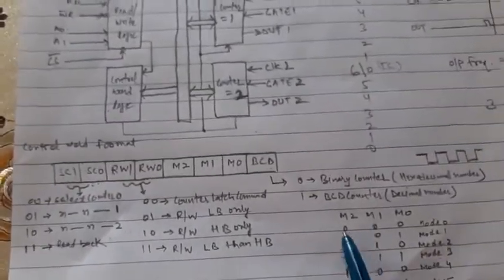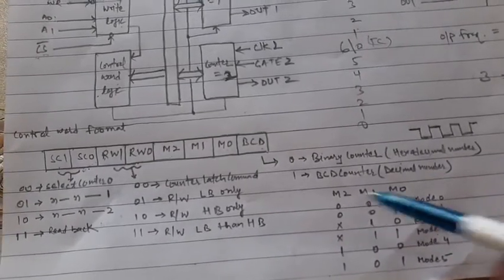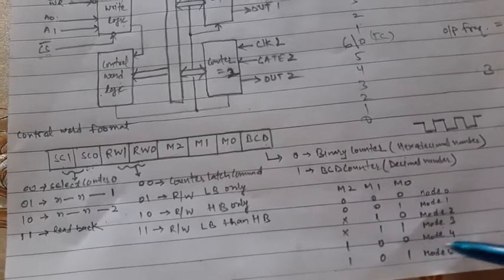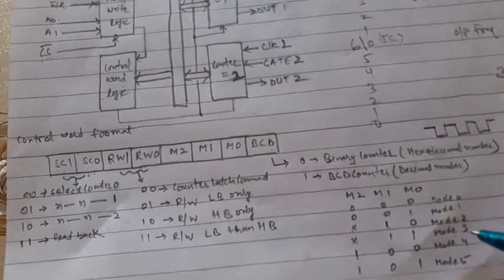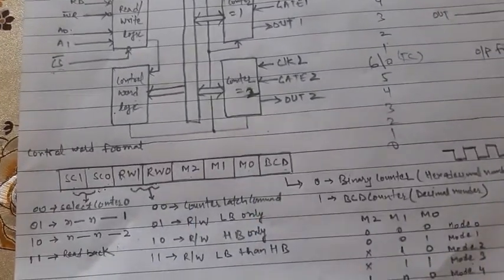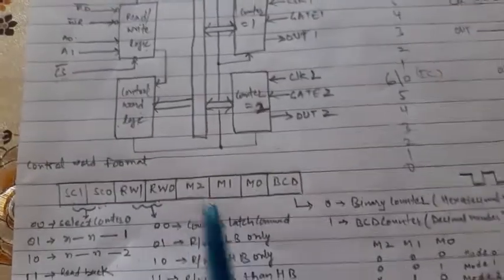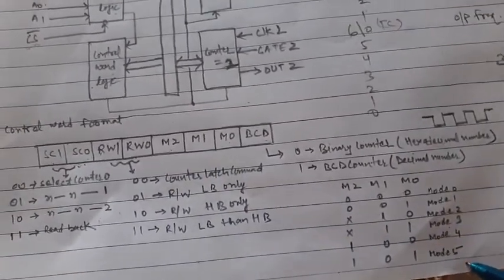So 3 bits will give us the combinations 0 0 0 to 1 1 1. Out of those, 0 0 0 to 1 0 1 select mode 0 to mode 5, a total of 6 modes. If I give 0 0 0 over these 3 bits, then mode 0 will be selected. If I give 1 0 1 on these 3 bits, then mode 5 will be selected.